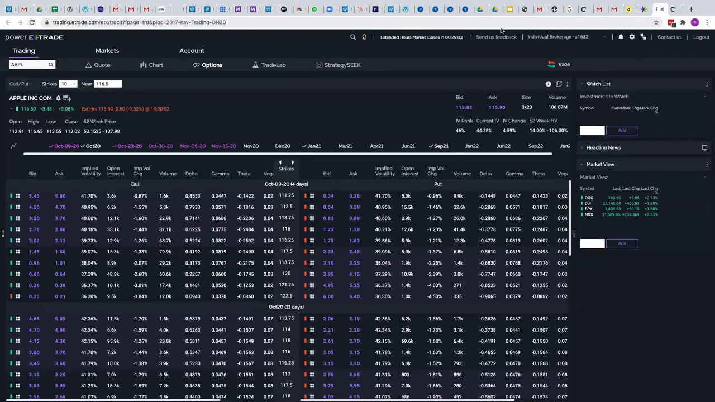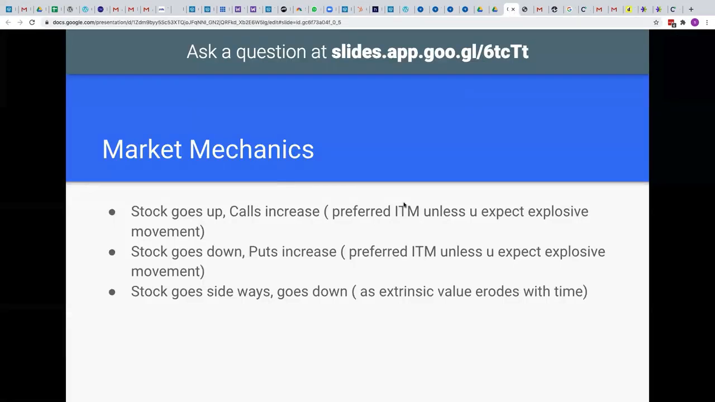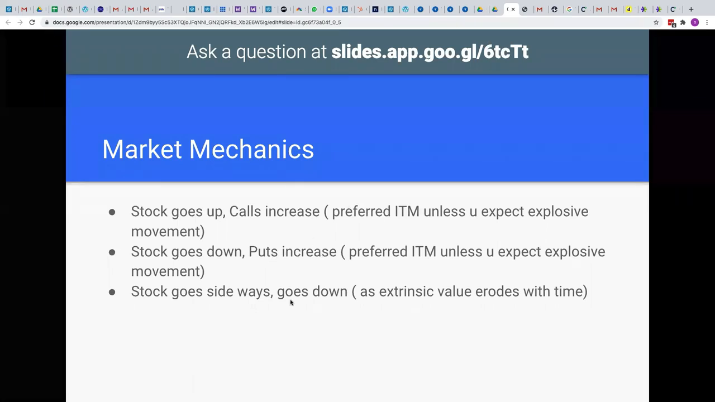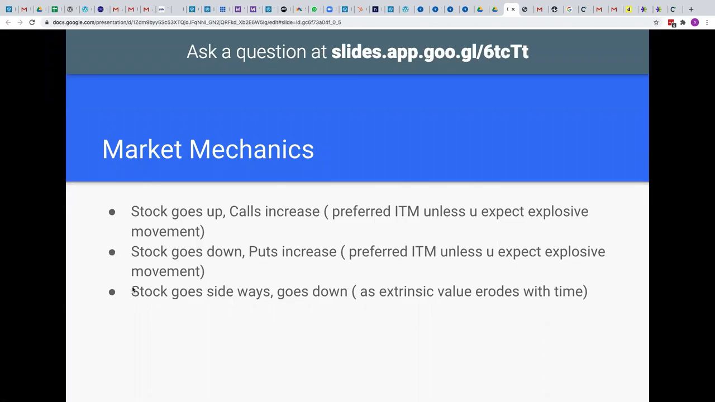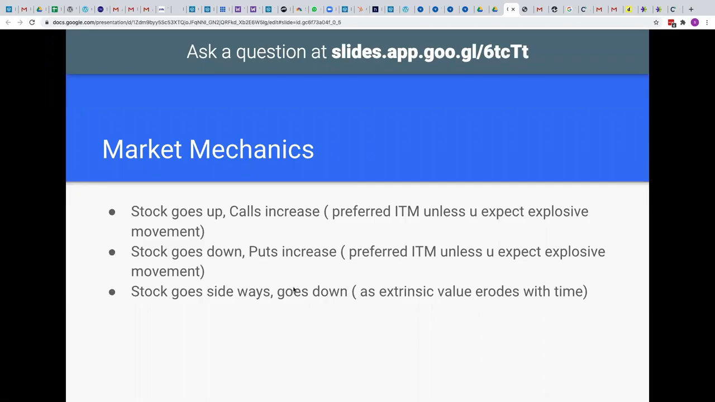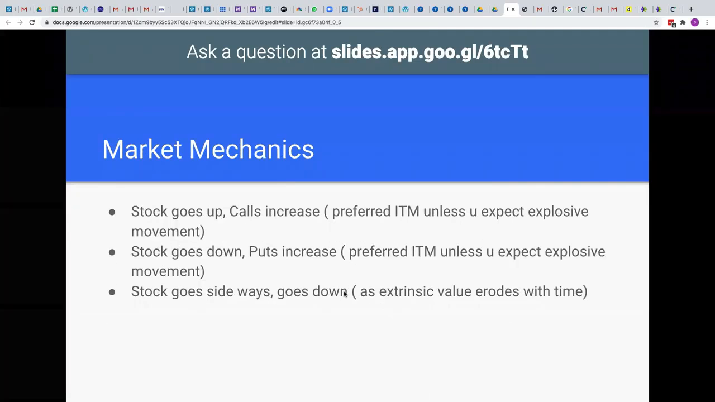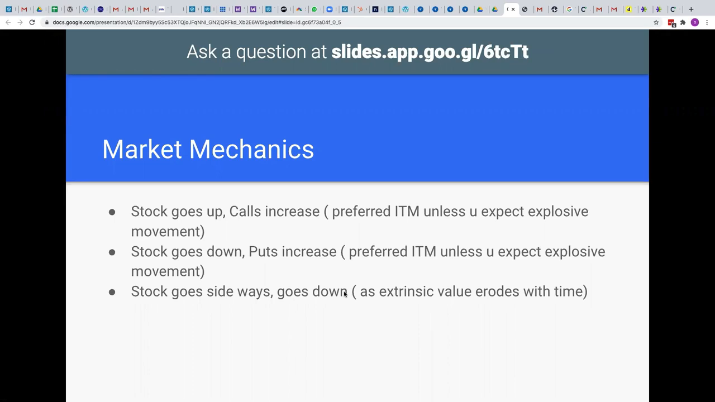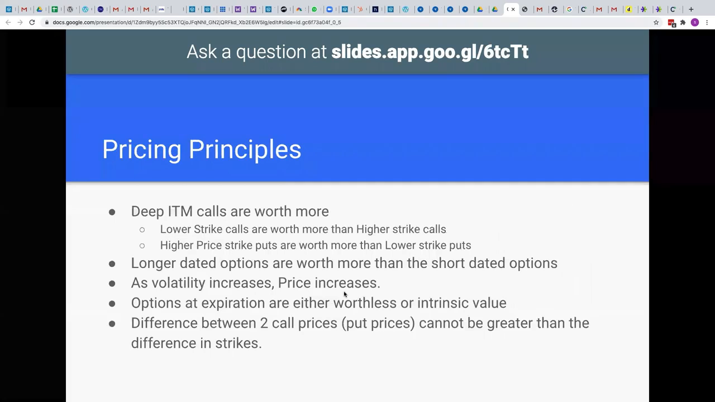So that is what it is with deep in the money calls, but again, there are always scenarios where there will be exceptional cases. Stock goes down, puts increase, preferred in the money. This is the typical scenario where we are right now in the market. If the stock goes sideways, the option always goes down as the extrinsic value erodes with time. We are seeing the stock go up and down with the Tesla calls, we are seeing it with everyone, because it's moving sideways, up and down within a range. Unless it breaks out, the intrinsic value cannot increase and the extrinsic value keeps eroding. Okay, just wanted to bring that up.